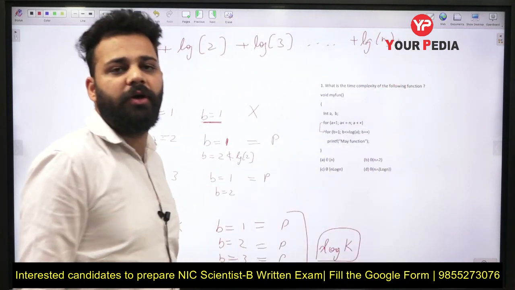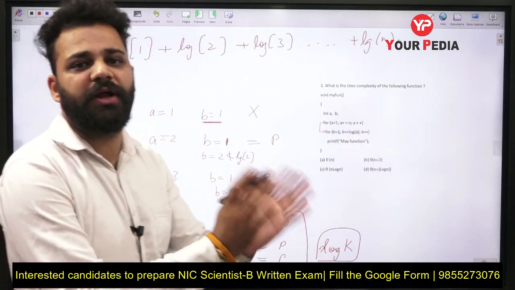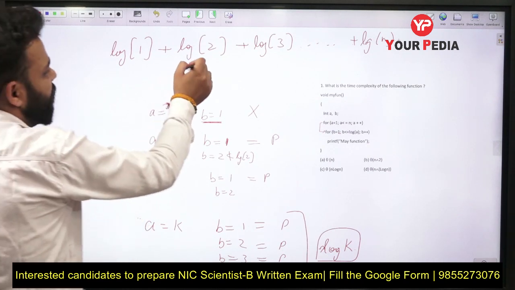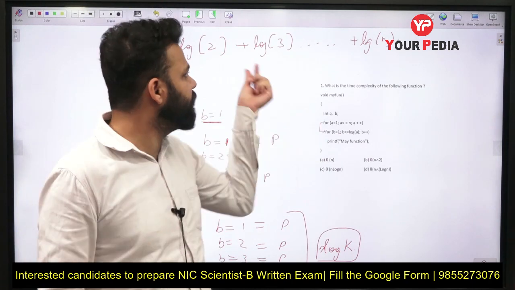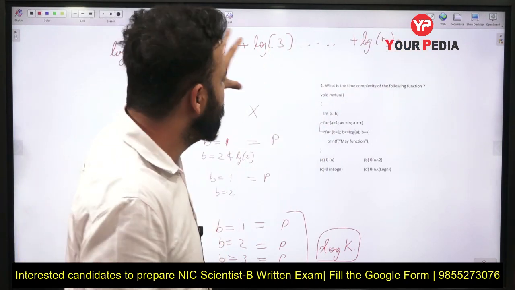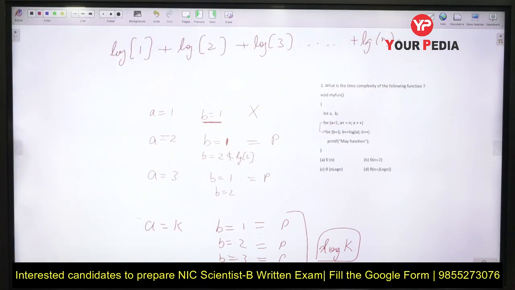Now these are approximate values because we are finding the complexity in asymptotic terms, so you can round them off. You don't need to write this as 1 because it ran only one time. We will be taking the approximate value. So log 1 plus log 2 plus log 3 up to log n, this will be the number of times the function will be printed.